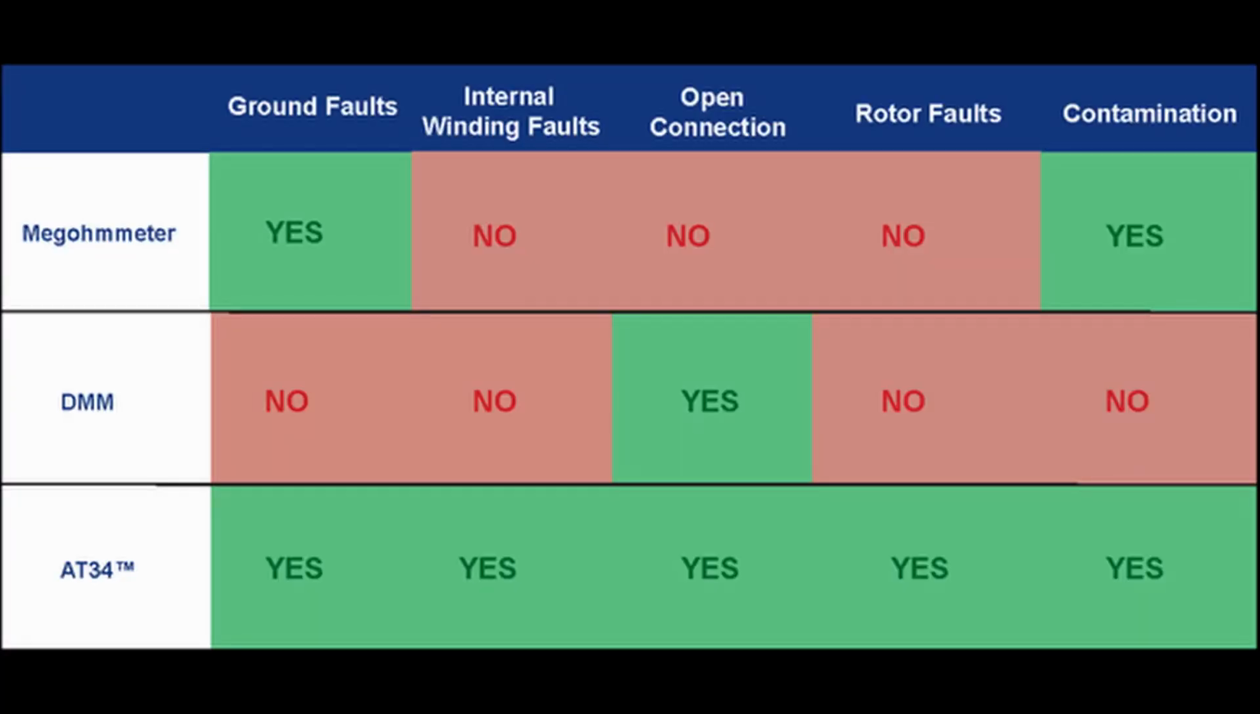But this is where the AT34 comes in. The AT34 is an advanced meter that does test for continuity and ground faults, but it also tests for phase imbalance, tests for the health of your stator and your rotor, and it has all of this done in a quick battery of tests that we're going to go through today, shoot a quick video, and it's straightforward.